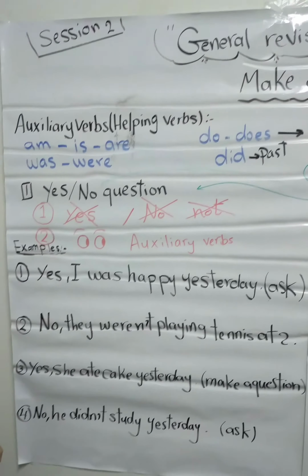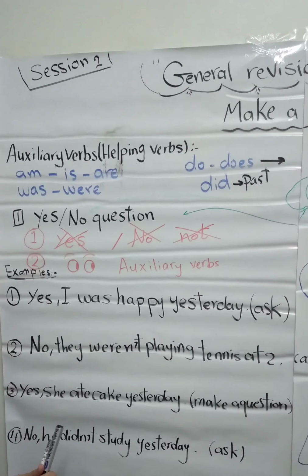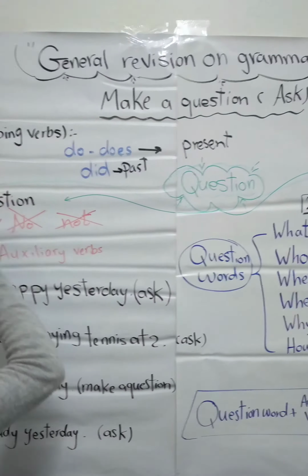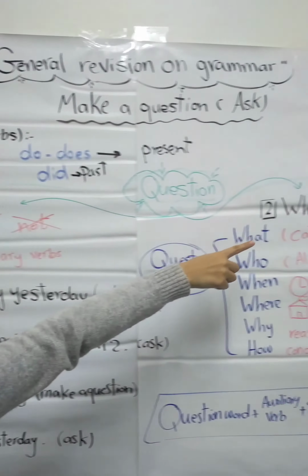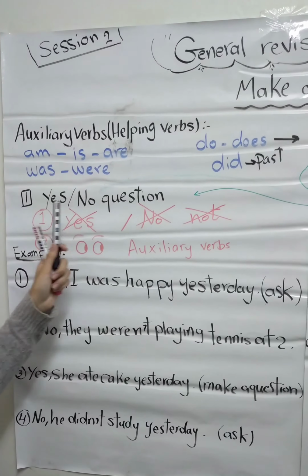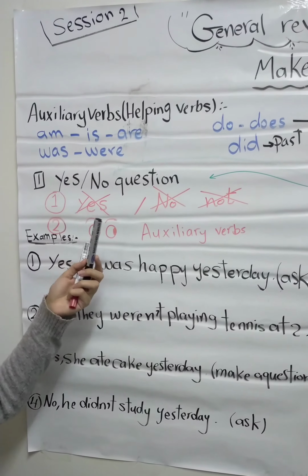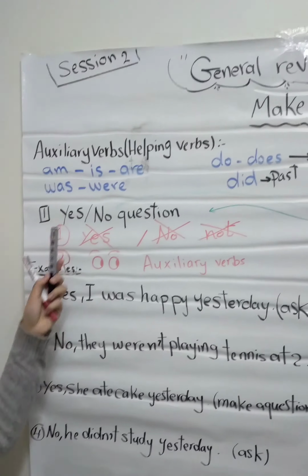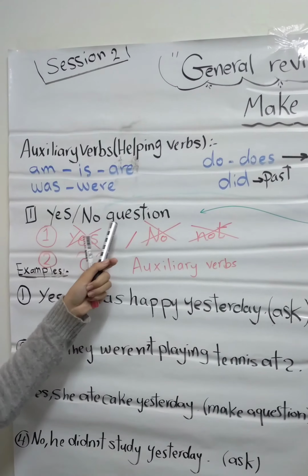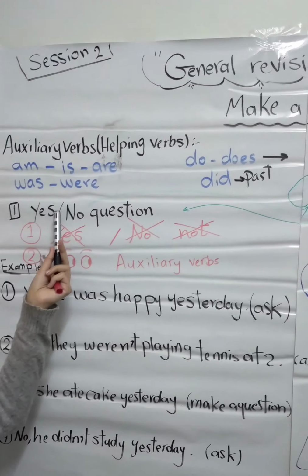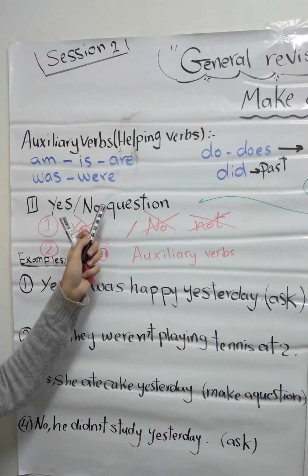Okay, let's start. We have two types of question: yes or no question and WH question. Yes, let's begin with yes or no question. Yes or no question in Arabic بمعنى سؤال بمعنى هل, and its answer begins with yes or no, so we call it yes or no question. سؤال بمعنى هل وإجابته بتبقى yes و no، عشان كده سميناه yes or no question.